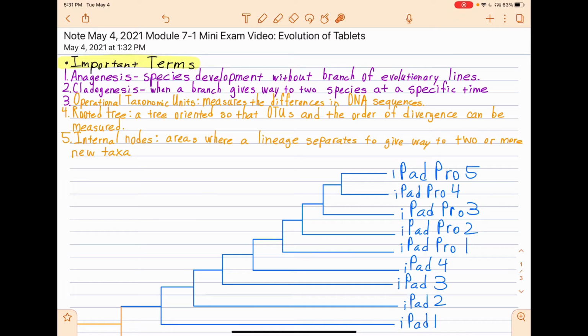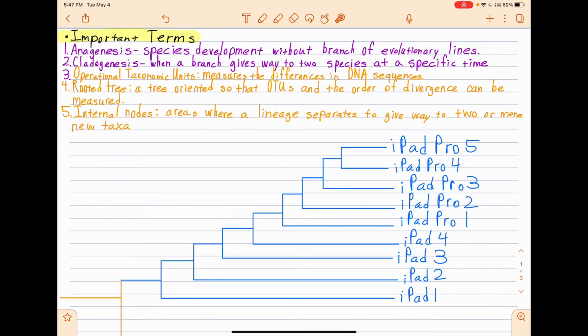A phylogenetic tree is a visual representation of the degrees of similarities between certain organisms, and the degrees of similarities are measured by OTUs, or operational taxonomic units, and it measures just the differences in DNA sequences between two different organisms.